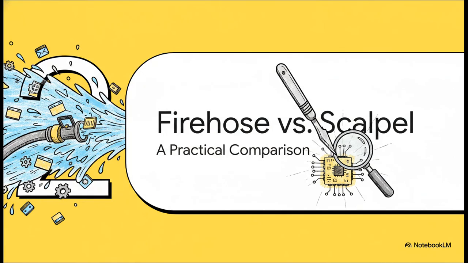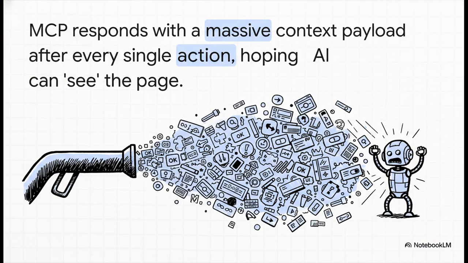So let's throw these two into the ring and see what happens. We'll call this the fire hose versus the scalpel. We're going to look at how each one handles a super simple task, and you'll see right away where the differences really start to pop. First up is the MCP approach, and we're calling this the fire hose for a very good reason, as you're about to see. The whole idea here is to give the agent a fire hose of information, the complete picture of the web page, no matter what.